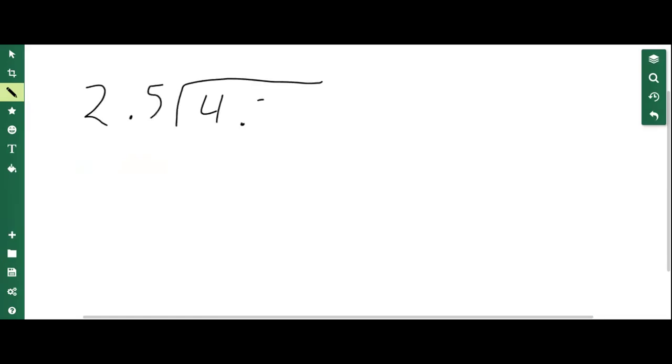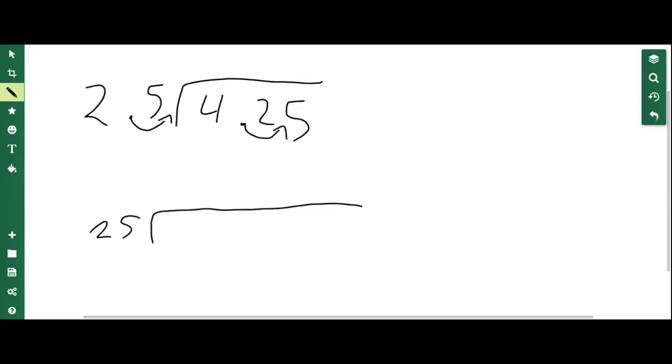So let's look at 2.5 divided by 4.25. How do I make this into a whole number? I have to move this decimal spot by 1 more space, and this becomes 25. But since I did it for that number, I have to do it for the number inside of the house. If I moved it once, I have to move it once here. So now this becomes 42.5. How many times can 25 go into 42?